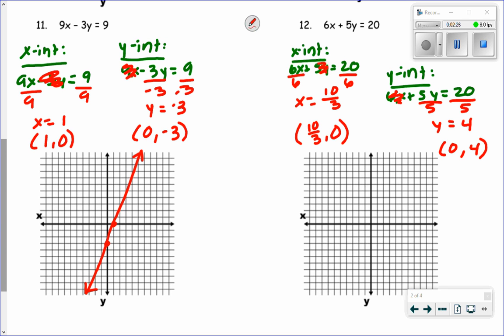Okay, now I need to plot both of those points. So whenever you're plotting a fraction, you would need to take that number, 10, and divide it by 3 in your calculator. You should get 3.3. So that means my answer should be between 3 and 4 for my plot. Okay, and then 0, 4 would be up 4. And I'd plot that point. And then I need to connect those.